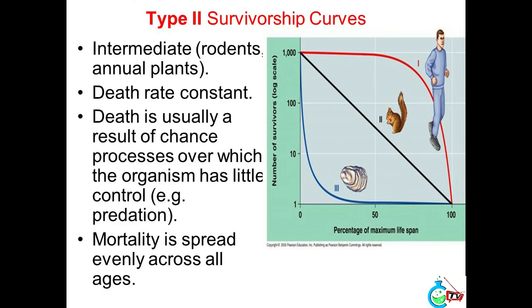Type 2 survivorship curves. Intermediate, rodents, annual plants. Death rate constant. Death is usually a result of chance processes over which the organism has little control, example predation. Mortality is spread evenly across all ages.